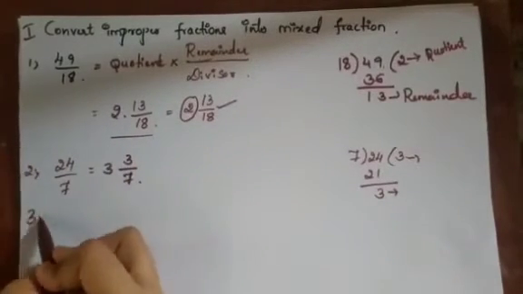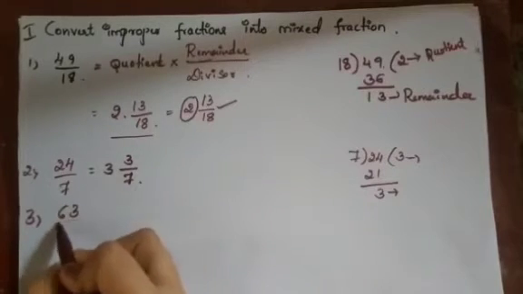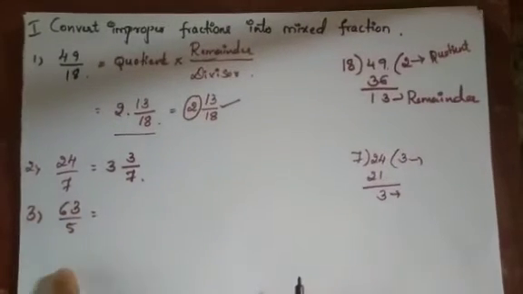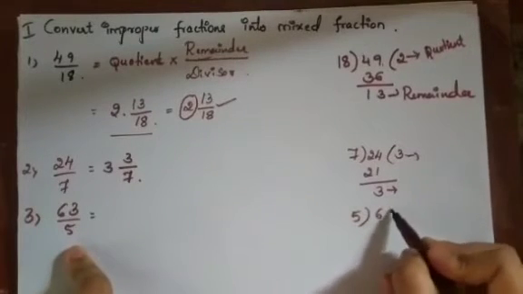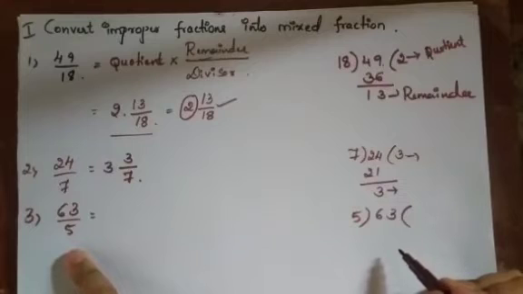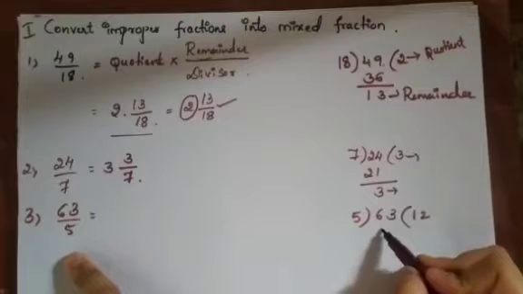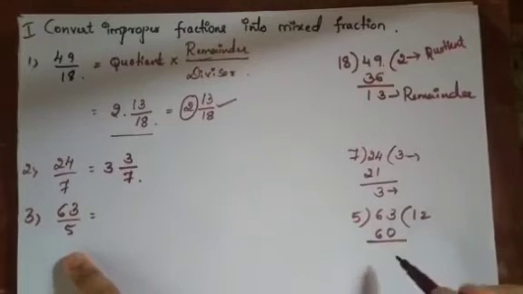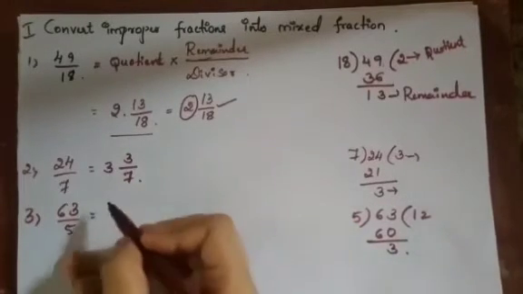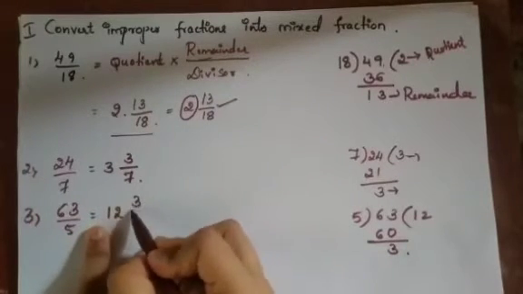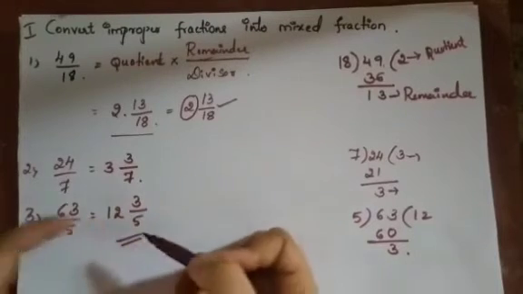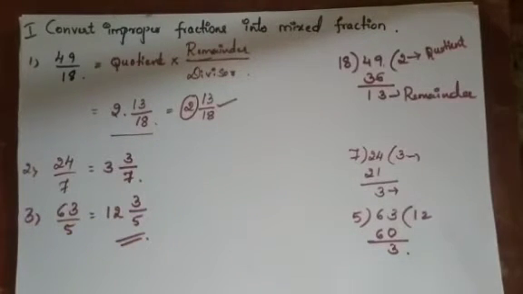Similarly, let me solve the next problem, 63 divided by 5. This is an improper fraction. To convert it, same thing, I'll divide 63 by 5. 5 10s are 50, 5 11s are 55, 5 12s are 60, isn't it? So the remainder is 3. Here you have to write quotient 12, remainder 3 and divisor 5. This is how we convert an improper fraction into a mixed fraction.